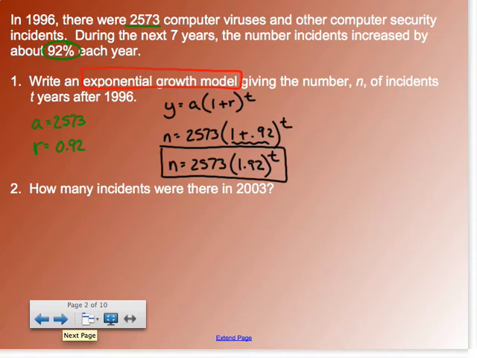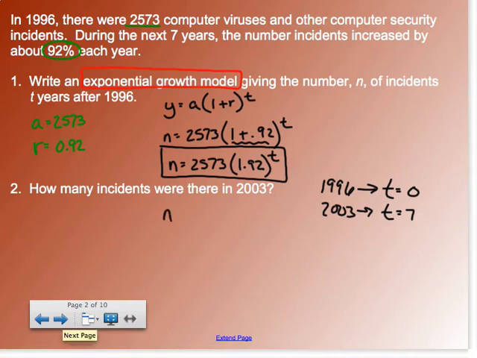If I have that, I think I can answer number 2. Number 2 says, how many incidents were there in 2003? Well, there's a little bit of side work to be done. We know 1996 I would consider to be t equals 0. So if I want to know 2003, how many years later is that? You can subtract 1996, because 1996 is your 0 year. I think 2003 is 7 years later. So I have my t-value, and I can solve the problem.